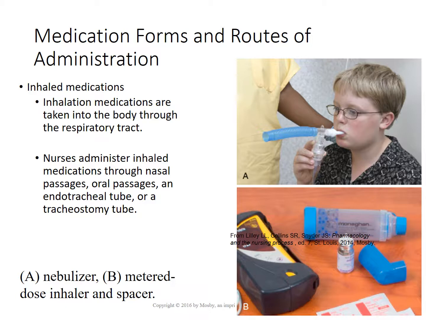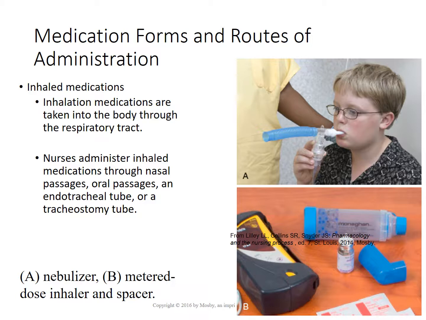The next is inhaled medicine. We'll show you inhalers of different kinds over the next few weeks. When we do oxygen equipment, we'll show you the one in the upper right on top, which is a nebulizer. And then we'll also pass around one of these puffers, which is the metered dose inhaler, along with the spacer.